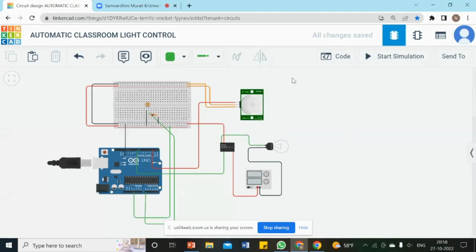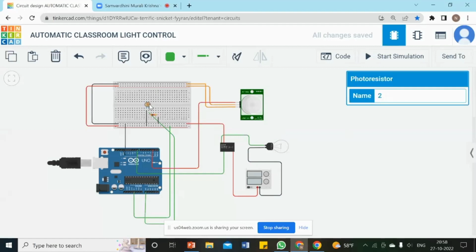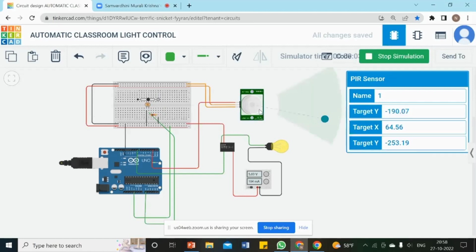We have used the photoresistor, which measures the intensity of the light. We can also vary the intensity of the light using this. We have used a 1 kilo ohm resistor in this circuit to resist the flow of current inside this particular circuit. And let us see the simulation of this particular project. Here we can adjust the resistance, the intensity of this particular light.